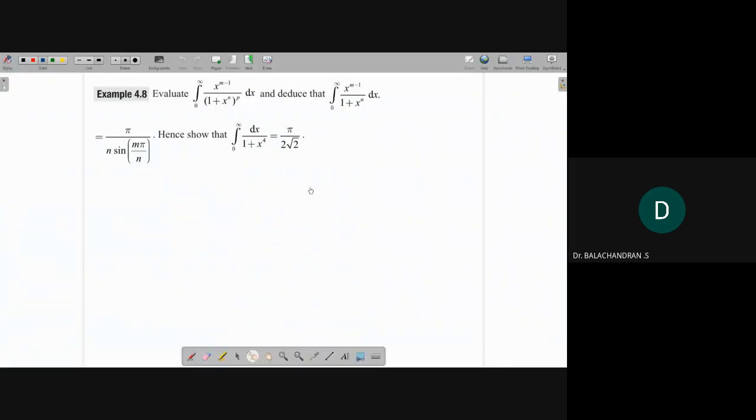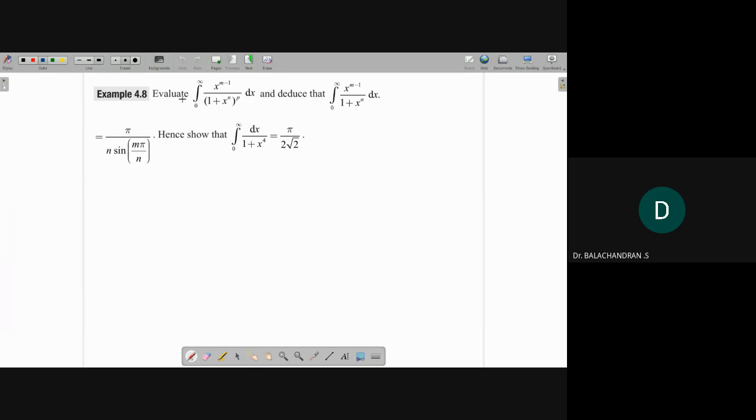So please write this problem. Evaluate the integral from 0 to infinity of x power m minus 1 divided by (1 plus x power n) whole power p into dx.